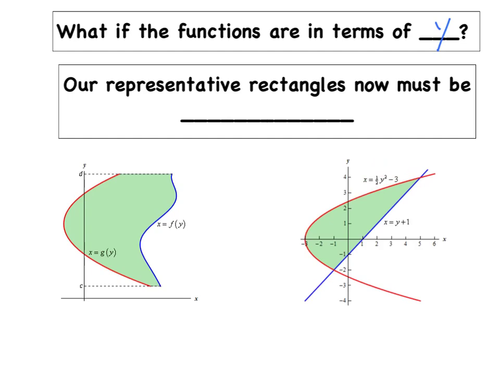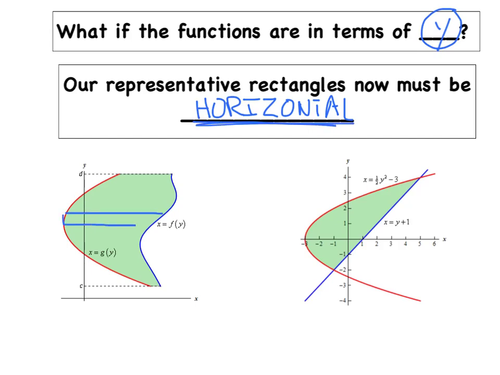And we need to start thinking of our representative rectangles as now being horizontal. Okay, so that's going to be mandatory. As soon as we're talking about things in terms of y, we need to get our rectangles going horizontally. No longer are we thinking upper minus lower, we're thinking right minus left. The length of this rascal right here is f of y minus g of y.